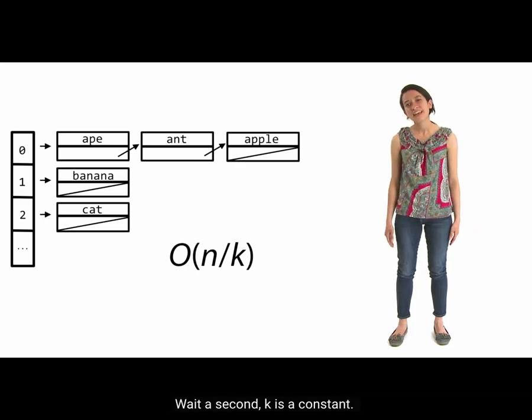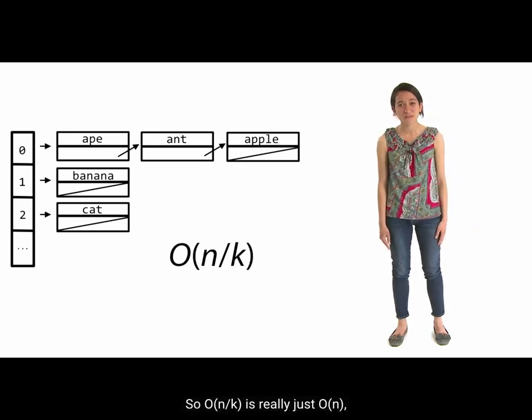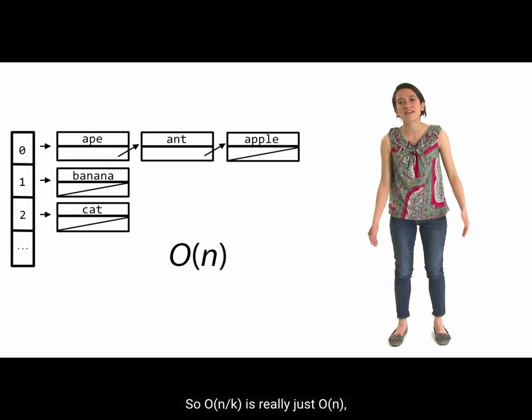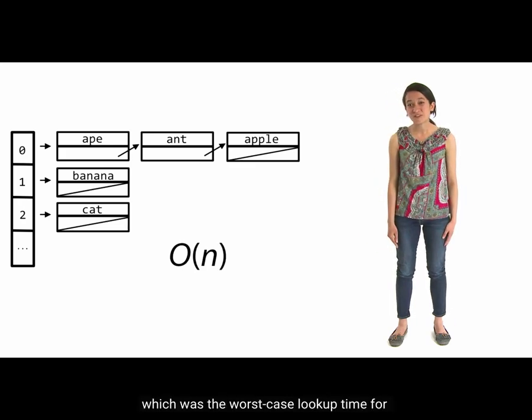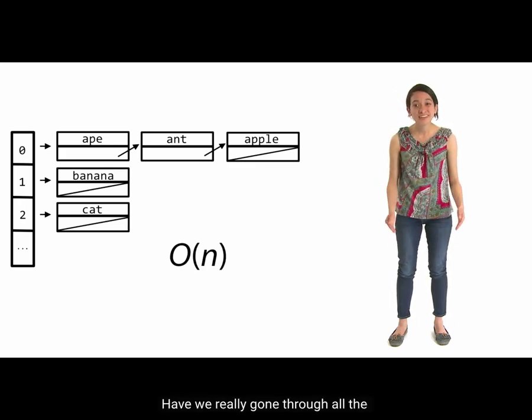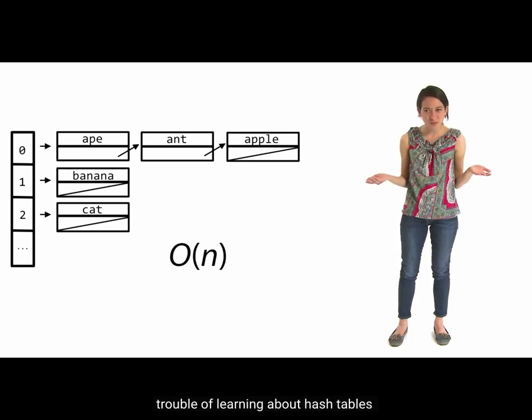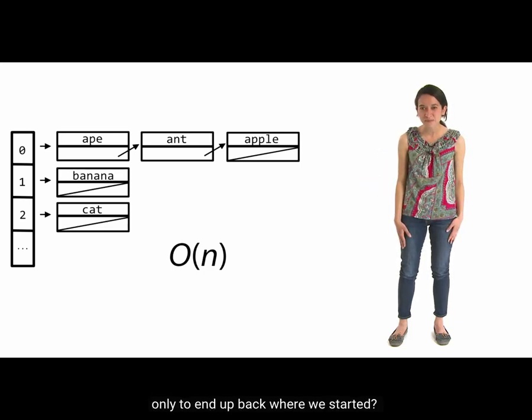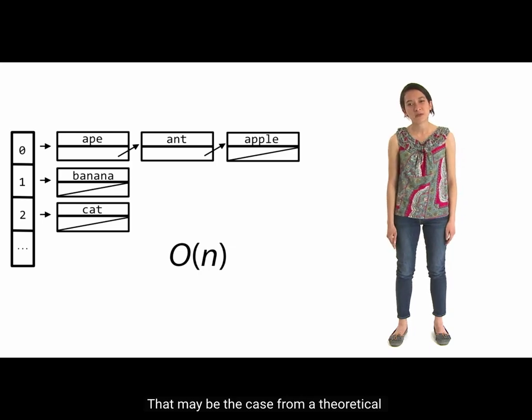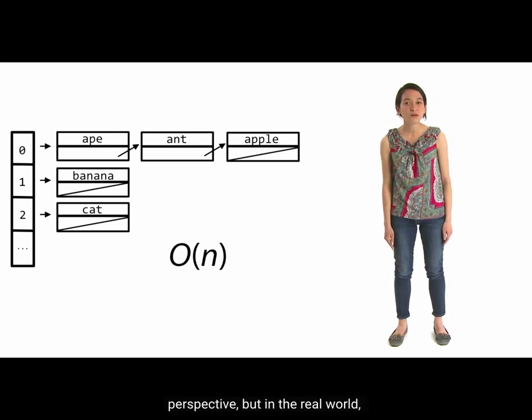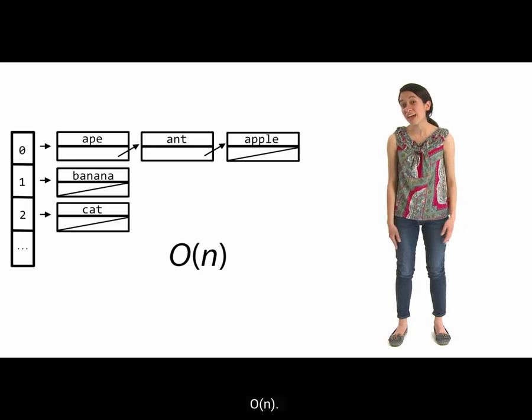Wait a second. K is a constant, so O of n over k is really just O of n, which was the worst-case lookup time for a linked list. Have we really gone through all the trouble of learning about hash tables only to end up back where we started? That may be the case from a theoretical perspective, but in the real world, O of n over k could be a huge improvement over O of n.